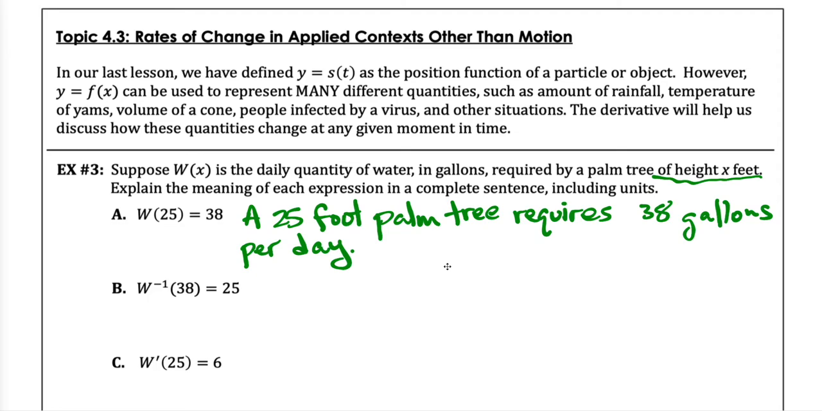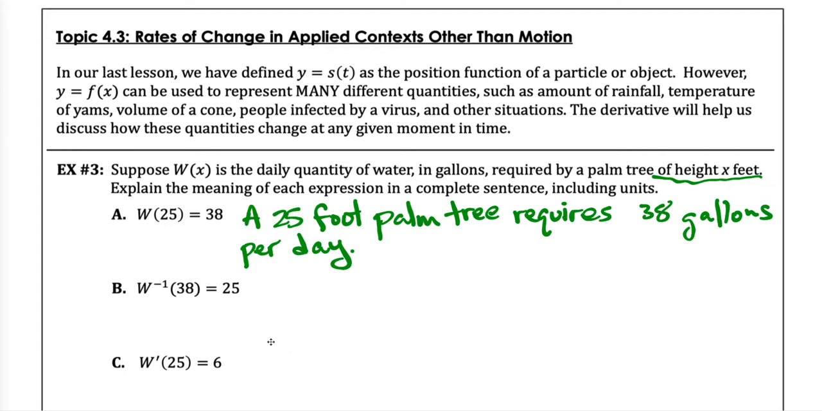What was the question though? I was wondering why W of X, because if W of X is a gallon of water, why 25 is a gallon of water. Oh, so W of X means the answer of W of X is how many gallons required. Gotcha. And at the end, when it says a palm tree of height X feet, then X is the input, the answer is the gallons. Yep. That's needed for part B, so it's good you brought that up.